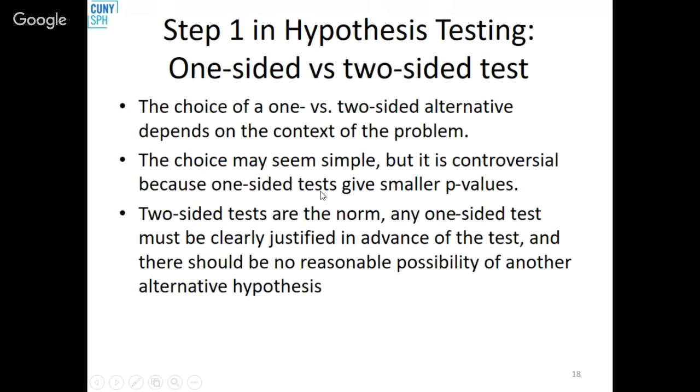So yeah, it depends on the context of the problem. If you were going to use a one-sided alternative, it is something that you would have to determine in advance of doing the study. And it's not as simple as it sounds. A, because the one-sided tests generally divide your p-value by 2.